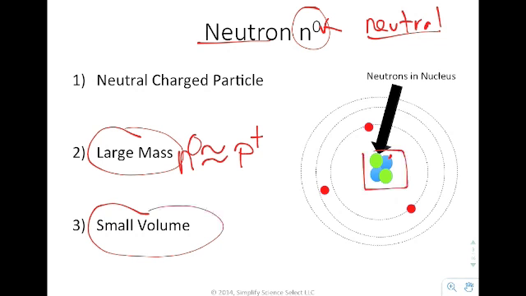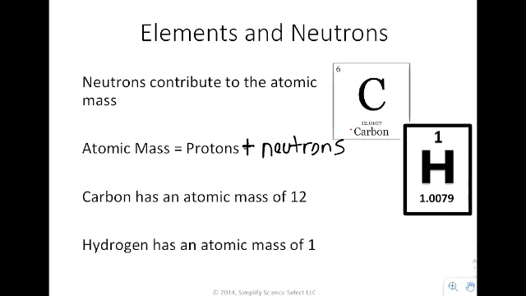The neutron has an effect on different elements by way of atomic mass. The atomic mass represents the number of protons plus the number of neutrons and is represented by this bottom number right here. This 12.0107 represents the atomic mass. Generally speaking, we round that to a whole number, so we would say carbon has an atomic mass of 12. What that means is 12 is the number of protons plus the number of neutrons.